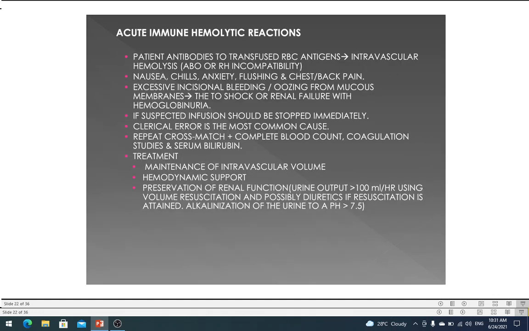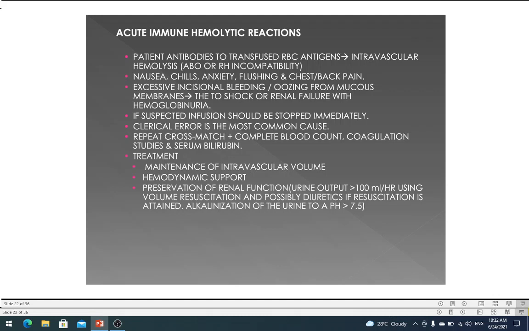This is what we talked about, acute hemolytic reaction or incompatible transfusion producing a reaction. This is a very dangerous situation. I told you this is mostly a human error, clerical error, which can be avoided. Or the antigen antibody reaction, that is what produces it. So what you get here is nausea, chills, anxiety, flushing, chest pain, back pain.